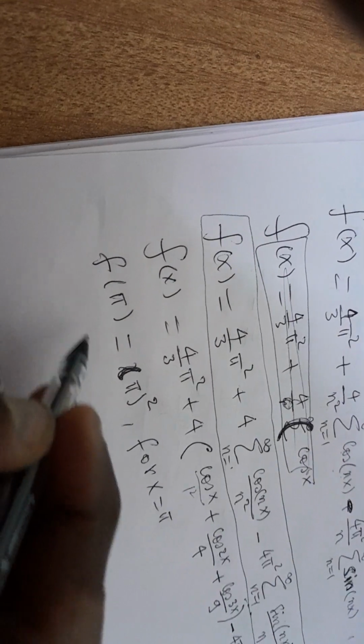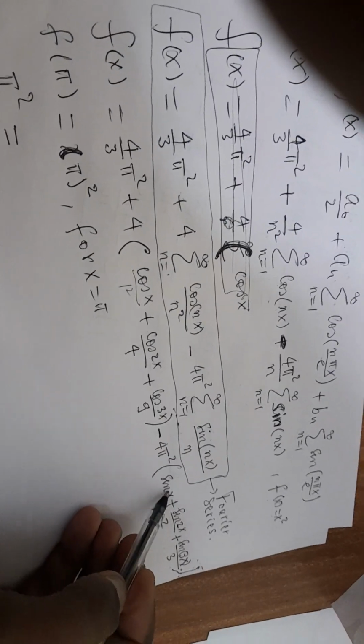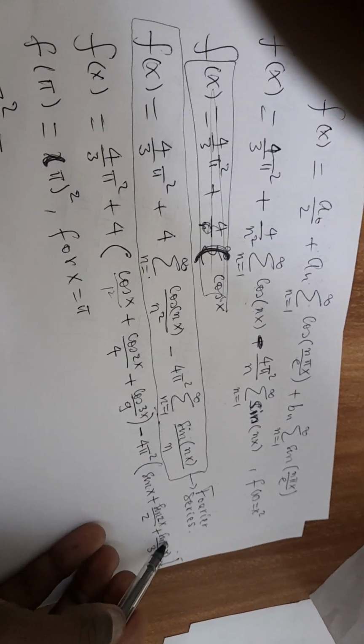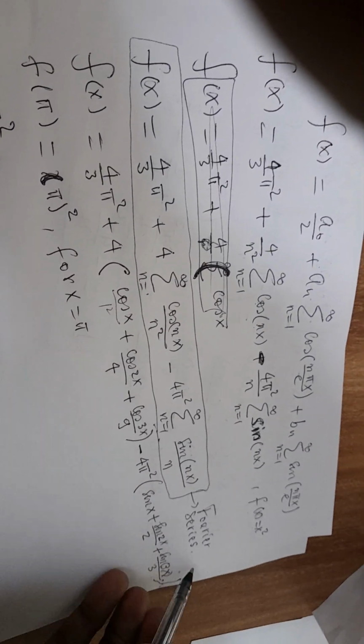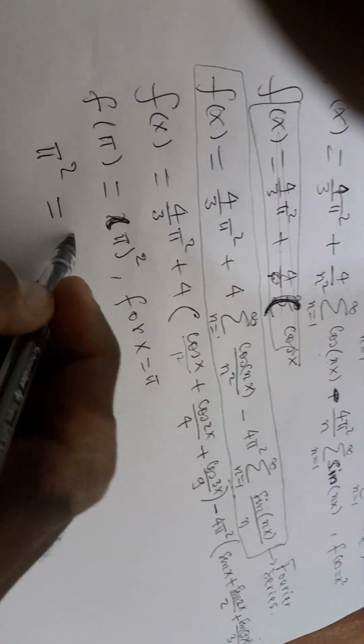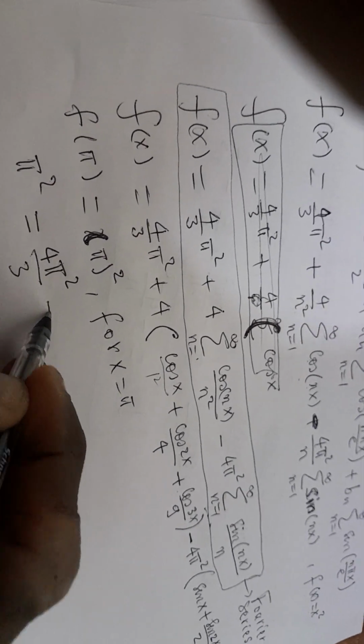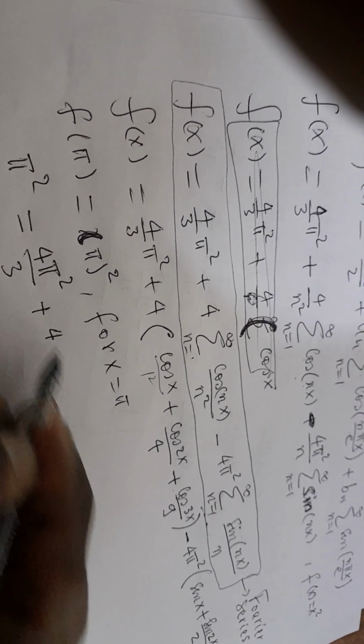So we will get this one. Pi square will be equal, okay? Now see here, if I put here pi, 0, 0, and 0, this will be 0. I will remain only with this and this. So this will be 4 pi square by 3 plus 4.